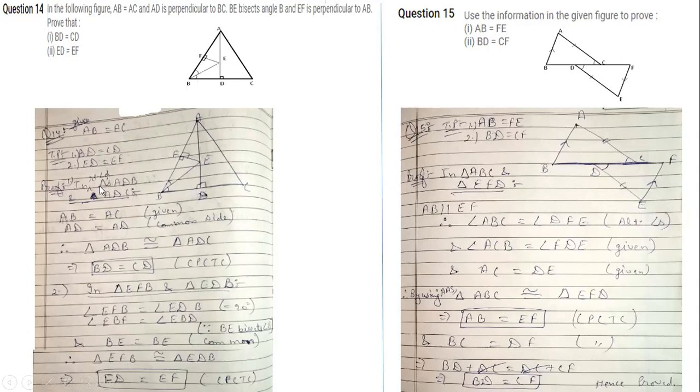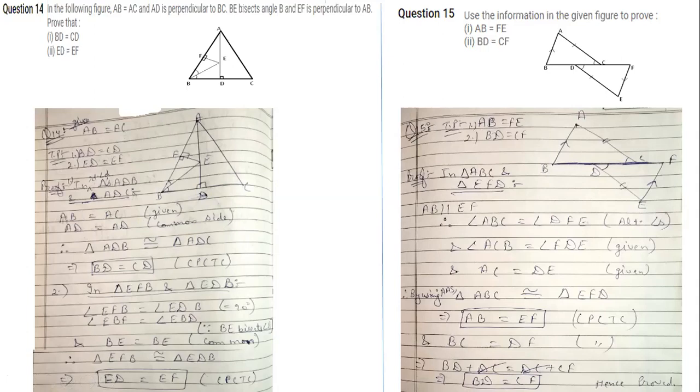Why have I written that in right angle triangles? Because we can use RHS here. AB and AC are the hypotenuse. If the hypotenuse is equal and any other side, base or perpendicular, is equal, we can say the triangles are congruent. So AB is equal to AC, given. AD is equal to AD, common side. So these two triangles are congruent by the RHS axiom. And if these two triangles are congruent, that means BD is equal to CD. First part proved. Why is BD equal to CD? Because of CPCTC.